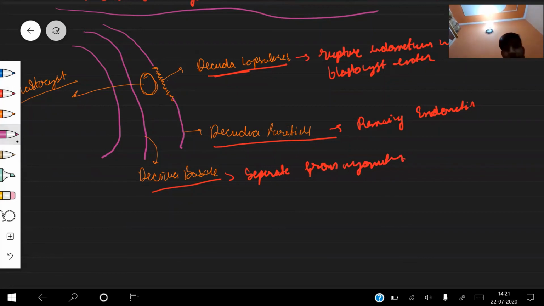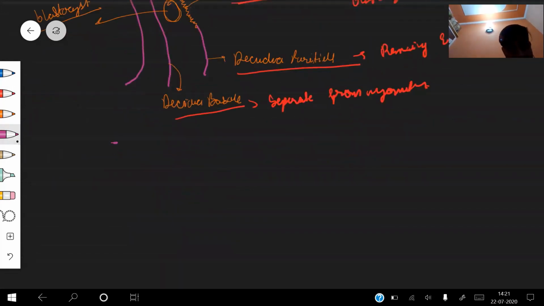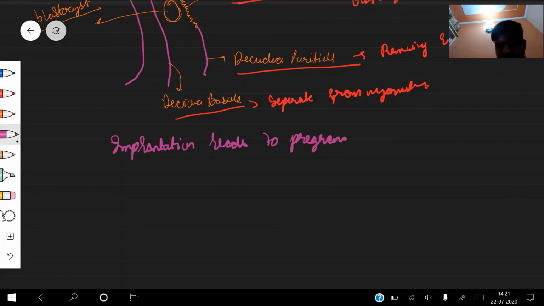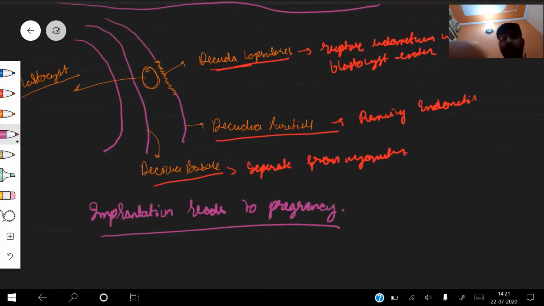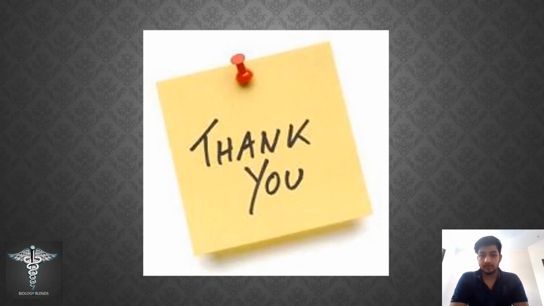The implantation leads to pregnancy. After the blastocyst is implanted, it leads to pregnancy, and pregnancy will be discussed in the next lecture.